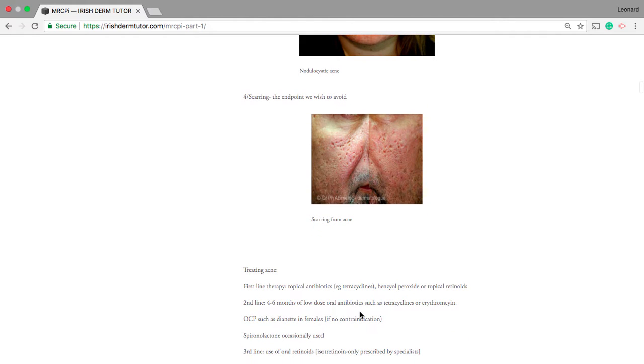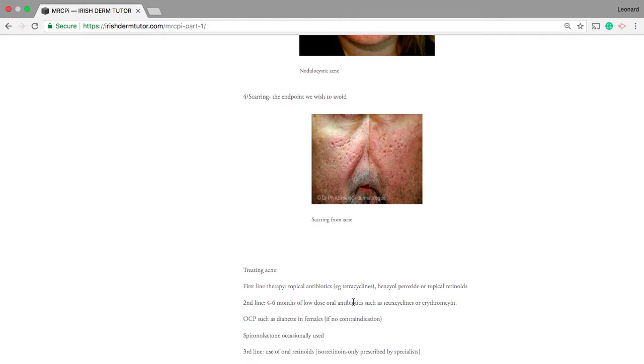With regards to the treatment, we can often start with topical treatments for mild acne. These include antibiotics such as tetracyclines. We can also use benzoyl peroxide, which has anti-inflammatory effects, and it also works by declogging the comedones. And we can also use topical retinoids, such as Differin, which is probably the main one that we tend to use. This is basically a topical form of isotretinoin, which is also known as Roaccutane, and we'll go into that in a bit more detail in a few minutes.